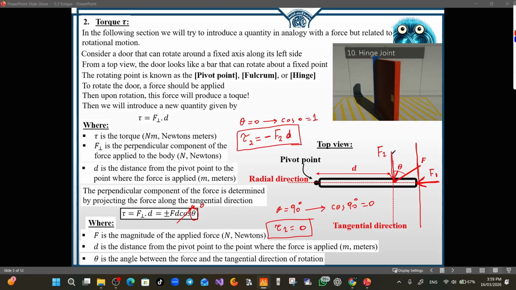Any force that is parallel to the tangential direction, the tau of this force is going to be plus or minus the force times the distance. So no need to involve the cosine because the cosine in this case will be 1. For any angled force, we need to apply the original formula, F d cosine theta, where theta is the angle between the force and the tangential direction.